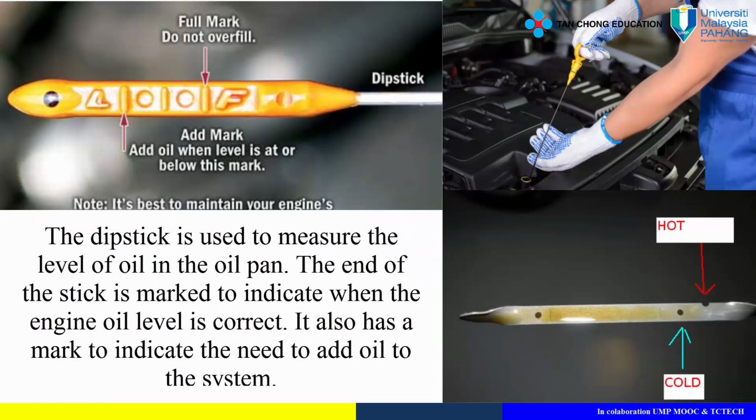Dipstick. The dipstick is used to measure the level of oil in the oil pan. The end of the stick is marked to indicate when the engine oil level is correct. It also has a mark to indicate the need to add oil to the system.